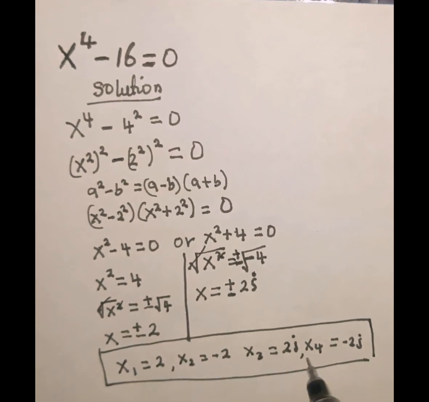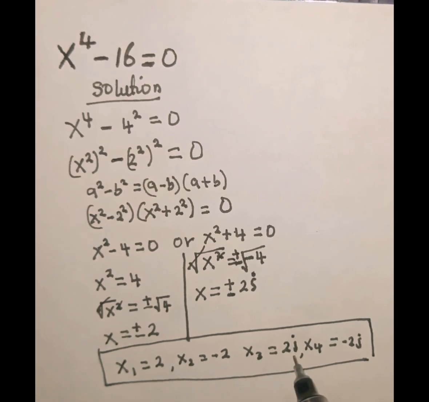We have two real numbers, which are negative 2 and positive 2. Then we have two complex solutions, which are positive 2i and negative 2i.